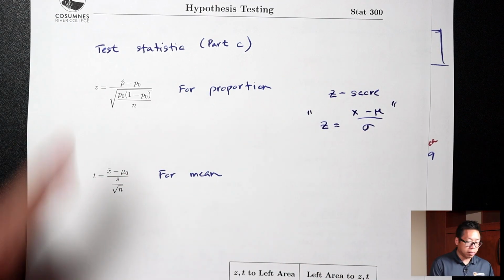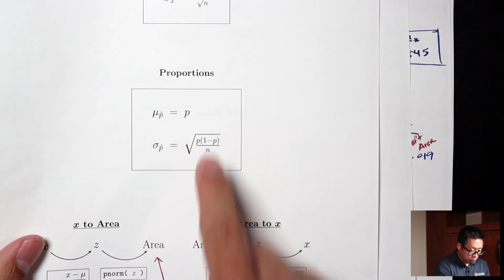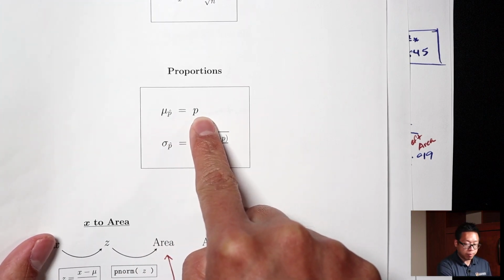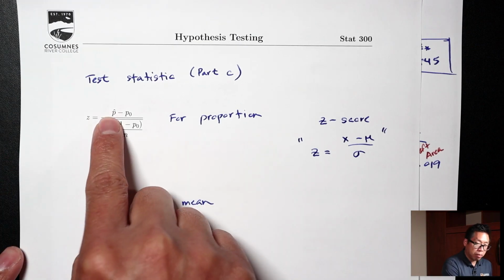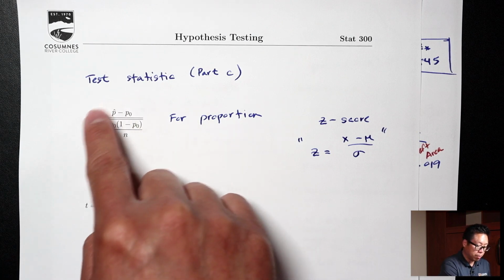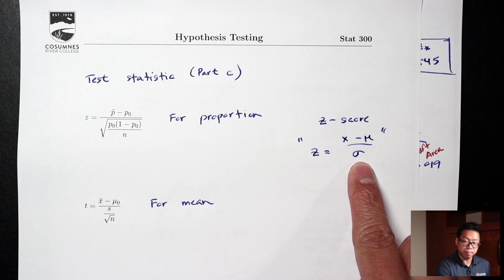So we look at the z formula, so that's for the proportion situation. In the proportion situation, the mean you're supposed to use is the population proportion. The standard deviation is the big square root formula. This formula is p hat, which is our x, minus the population proportion, which is the mean, divided by the big square root formula, which is the standard deviation we're supposed to use for proportions.